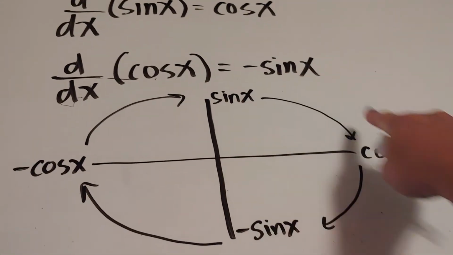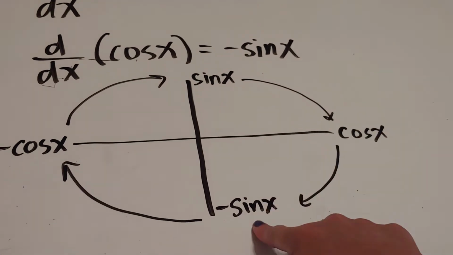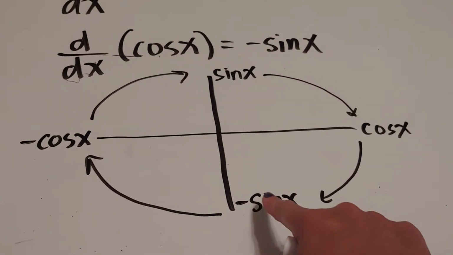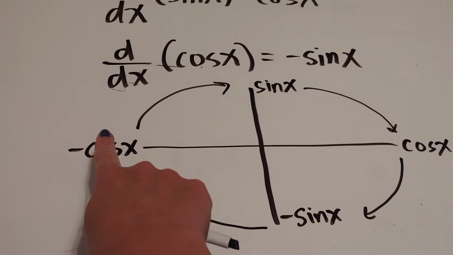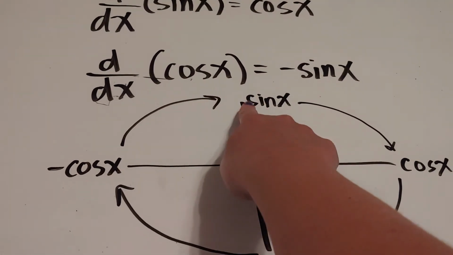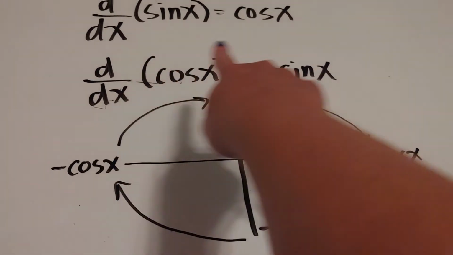The derivative of sine is cosine. The derivative of cosine is negative sine. Hey, if you want to take the derivative of negative sine, you'd get negative cosine. If you want to take the derivative of negative cosine, it's sine. So just draw this picture.